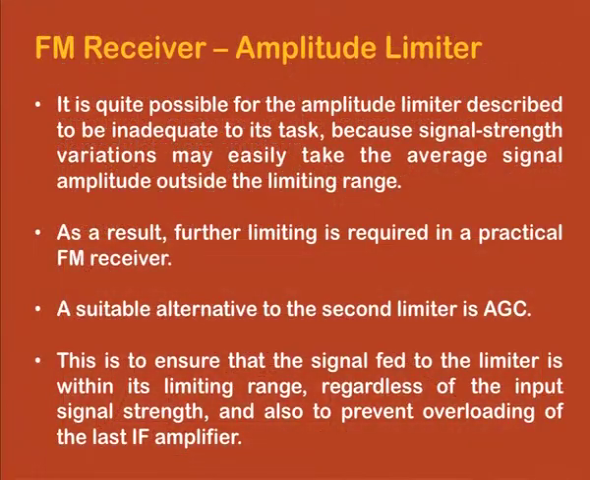So, we can see that it is quite possible for an amplitude limiter to be inadequate to the task of limiting the amplitude variations in the input signal, because any amplitude limiter you design will have a finite dynamic range. So, for that matter we might have to use a second limiter. In the case of FM receivers, this second limiter could be automatic gain control. This is to ensure that the signal fed to the limiter is within its limiting range regardless of the input signal strength, and also to prevent overloading of the last IF amplifier.